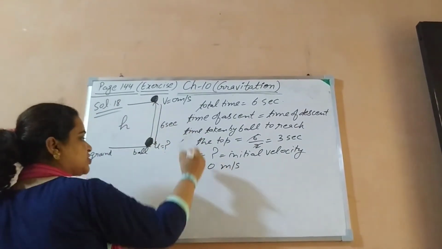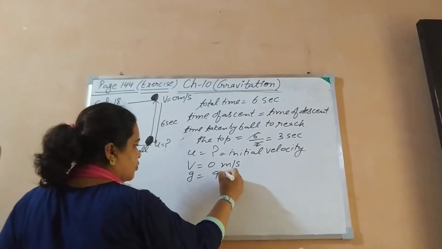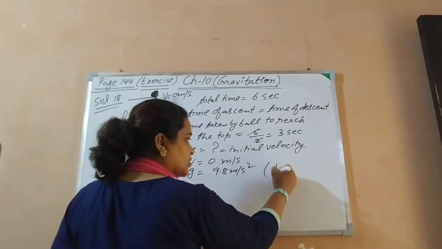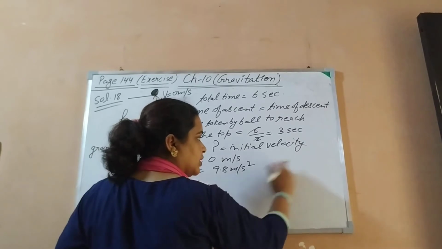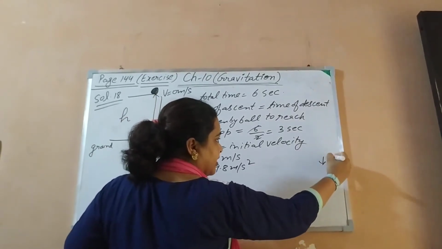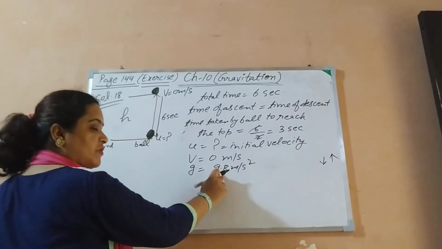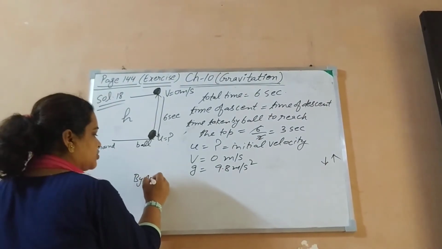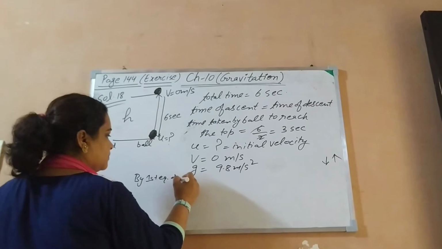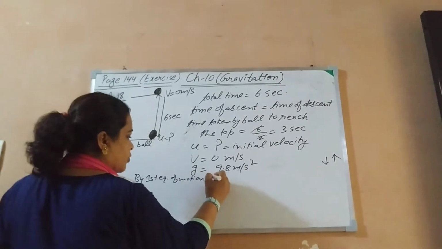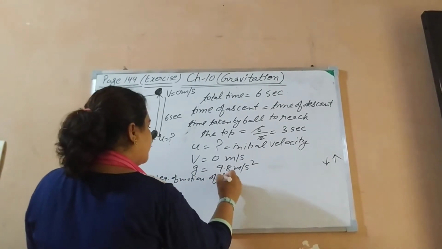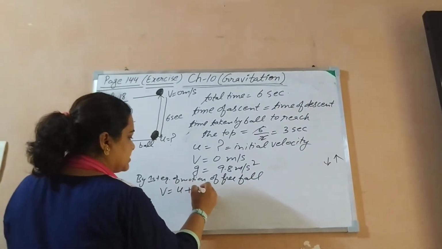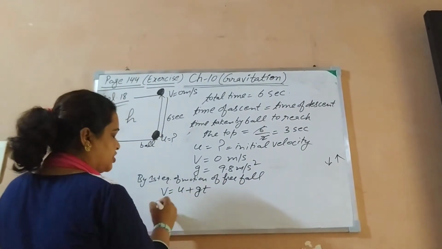And as the body is thrown upward, g is 9.8 meter per second square, the standard value. We take g positive when the body comes downward, and we take g negative when the body is thrown upward. So we will put that into the equation. By the first equation of motion of free fall, v is equal to u plus gt.